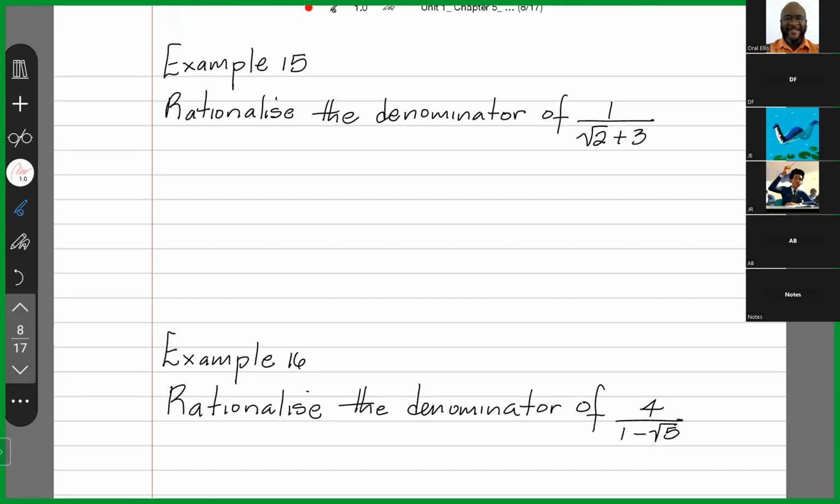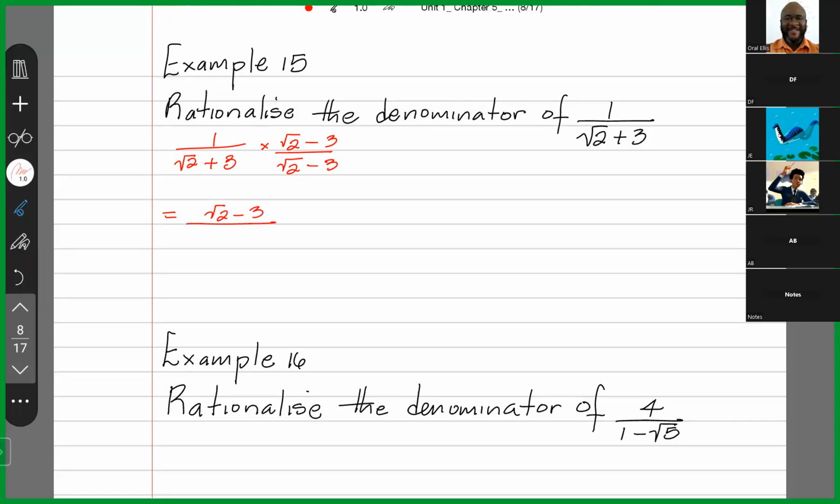All right, example 15. Now we're to rationalize the denominator. In this case, we have 1 over root 2 plus 3. That's a sum. In a case like this where there's a sum or difference in the denominator, you're going to multiply the numerator and the denominator by the conjugate of the denominator. And the conjugate of root 2 plus 3 is root 2 minus 3. So up top, I'm going to have root 2 minus 3.